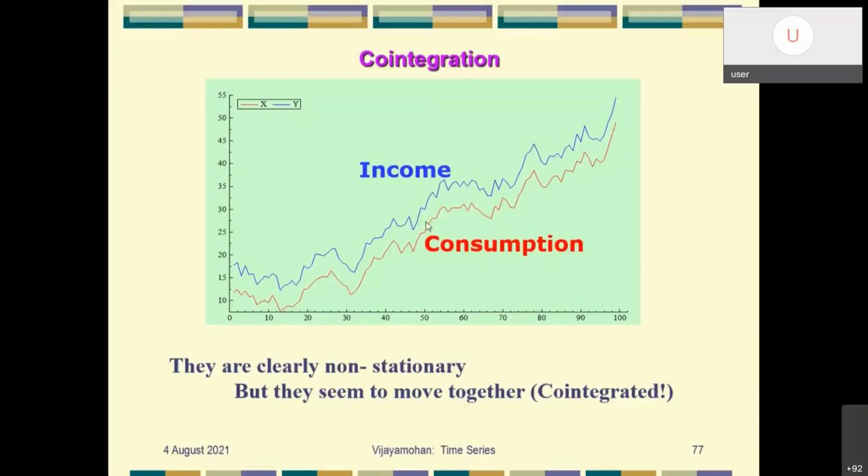Now, in this particular case, the two variables are moving almost together, and that togetherness tells us that they are co-integrated. Co-integration also implies that the position of one variable will tell us the position of the other variable. So at any level here, the position of consumption will tell us the position of the income variable. So if two variables are non-stationary but seem to move together, they are cointegrated.